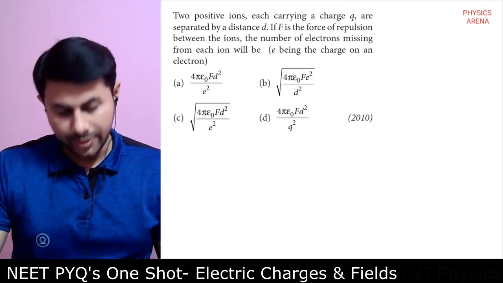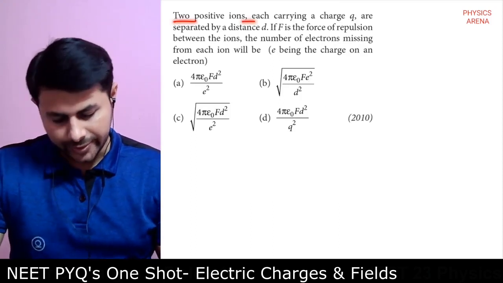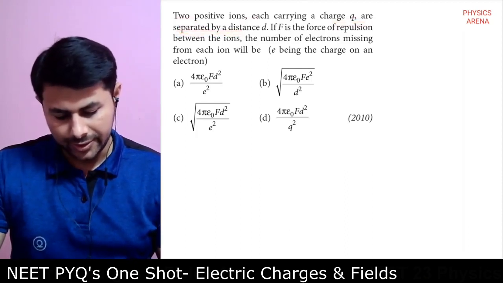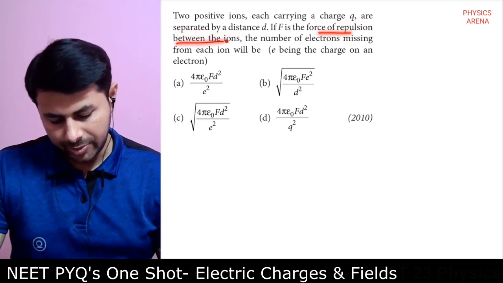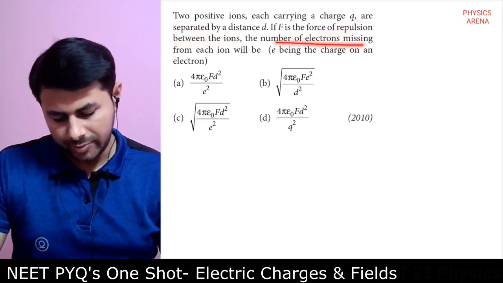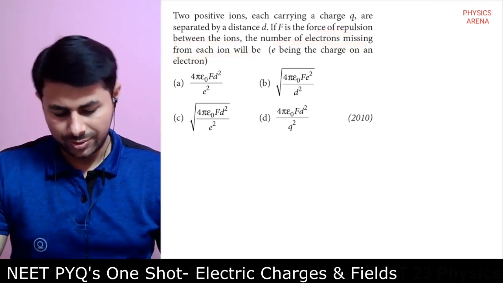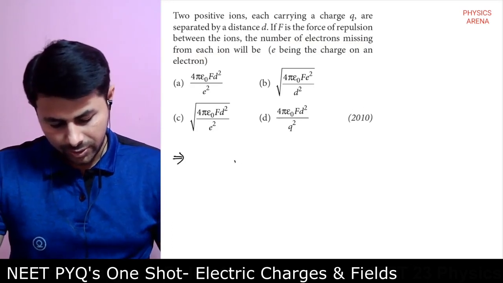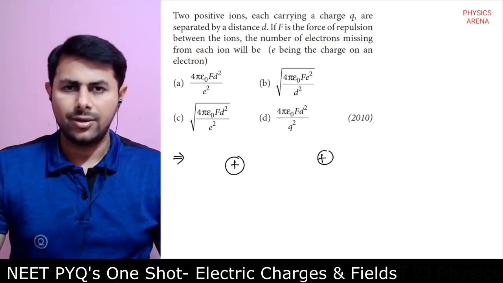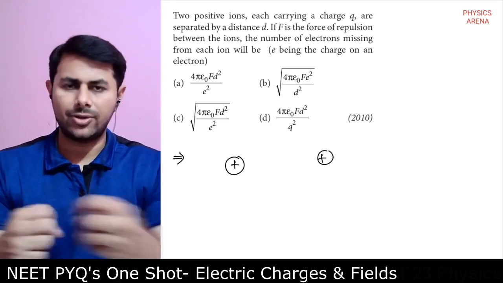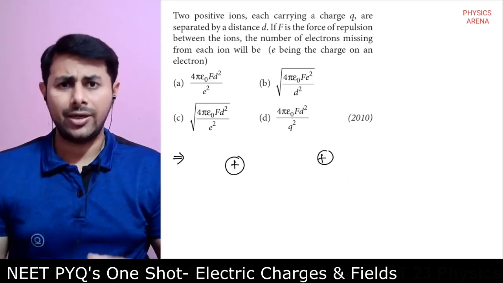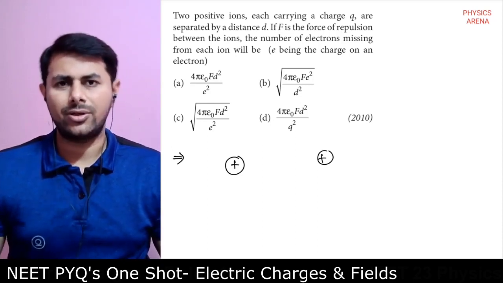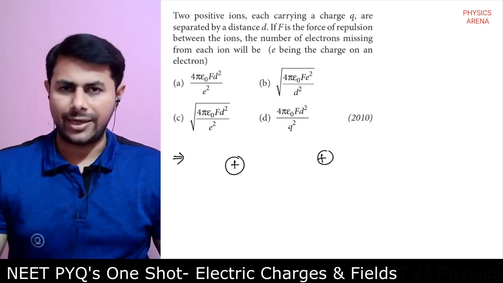Let's see one more question. Two positive ions, each carrying a charge small q, are separated by distance d. If F is the force of repulsion between the ions, the number of electrons missing from each ion will be? Okay, this is the question. So F is the force. You have two positive ions, right? So some electrons are removed from the atoms, so they become ions. It can be 1 electron, 2 electrons, 3 electrons. Atoms are neutral.